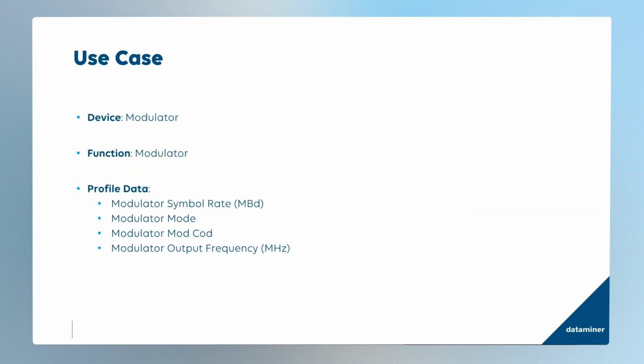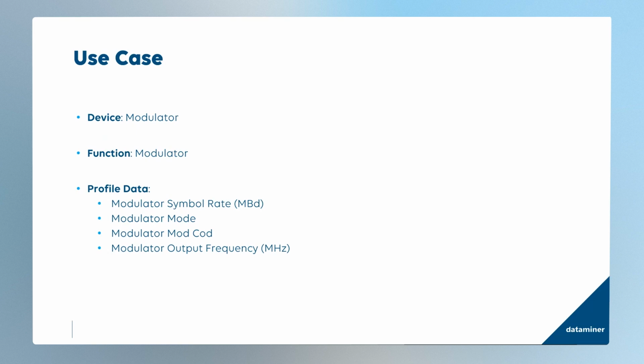So to give a real use case of the SRM function feature, we will be implementing an SRM function for a modulator device to virtualize its modulation functionalities. We will rely on a modulator DataMiner element. We will create a modulator function and a profile containing the given configurations we intend to virtualize, such as modulator symbol rate, modulator mode, modcode, and modulator output frequency.